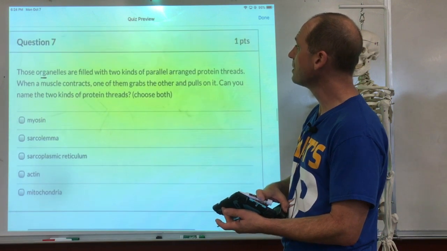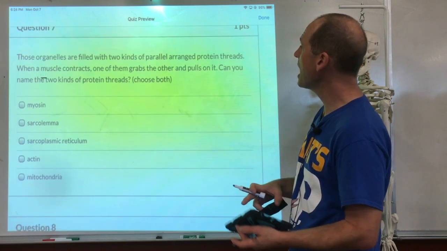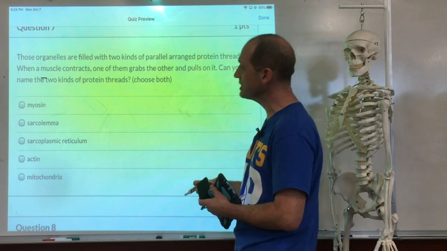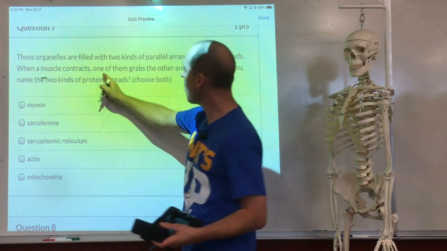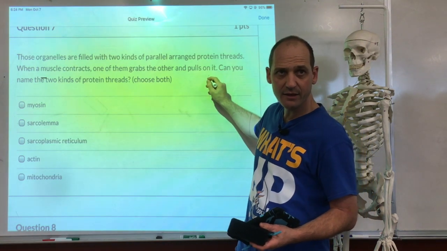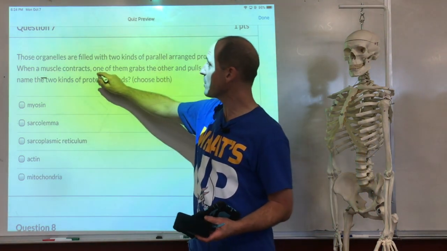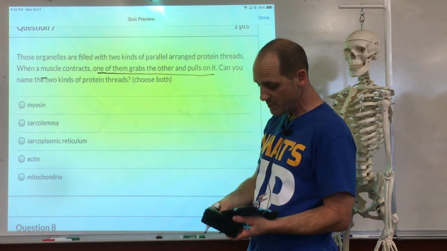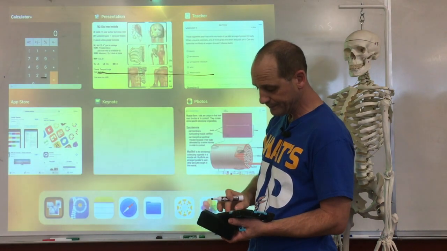So the myofibrils are filled with two kinds of parallel arranged protein threads. When a muscle contracts, one of them grabs the other one and pulls on it. Do you get that? One of them grabs on it and pulls on it. Let me find you a picture of that.